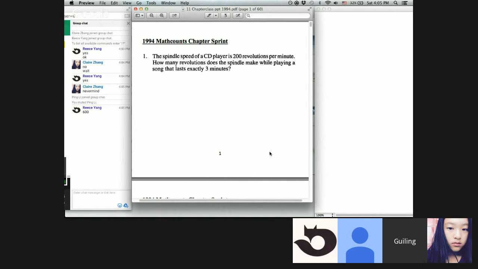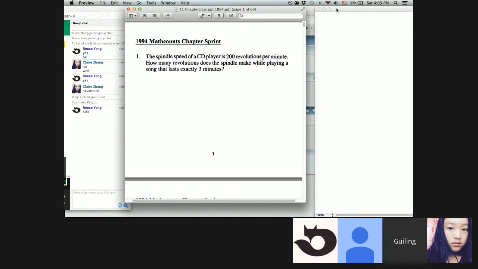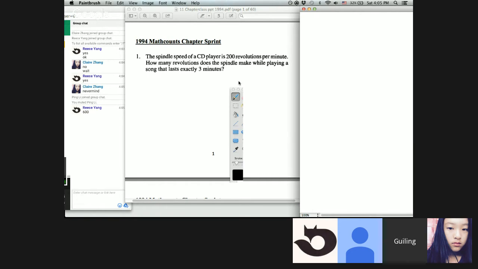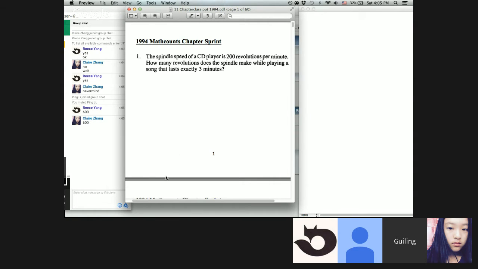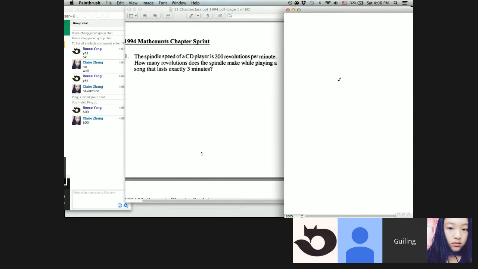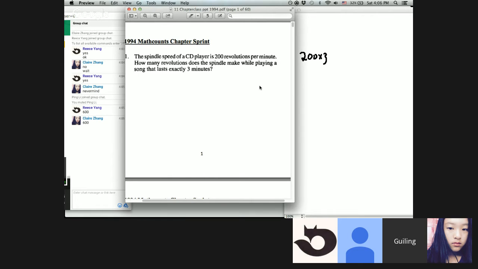Okay, so we'll start off with an easy one. If it spins at 200 revolutions per minute, how many revolutions does it make when it's playing a song that lasts 3 minutes? This problem is pretty easy. Yeah, nice job. So it's just 600. This one's just a simple multiplication: 200 revolutions per minute, and then 3 minutes. So it gives us 600 revolutions.